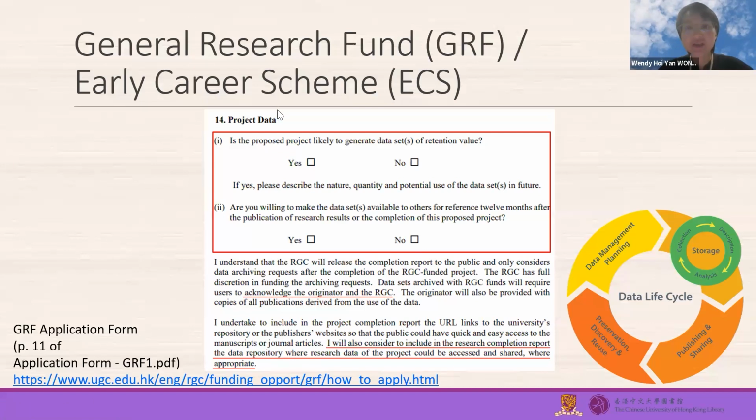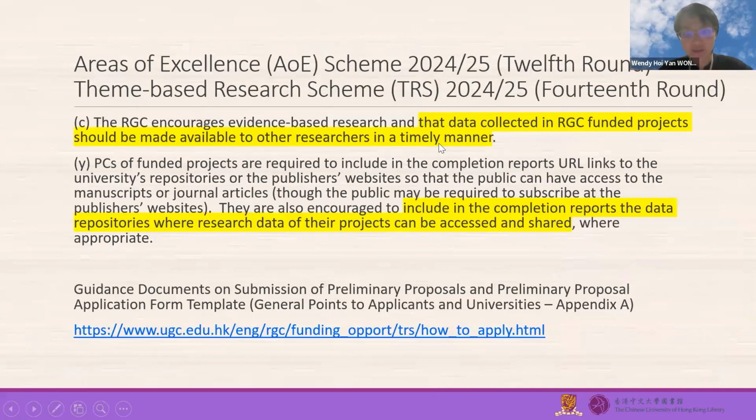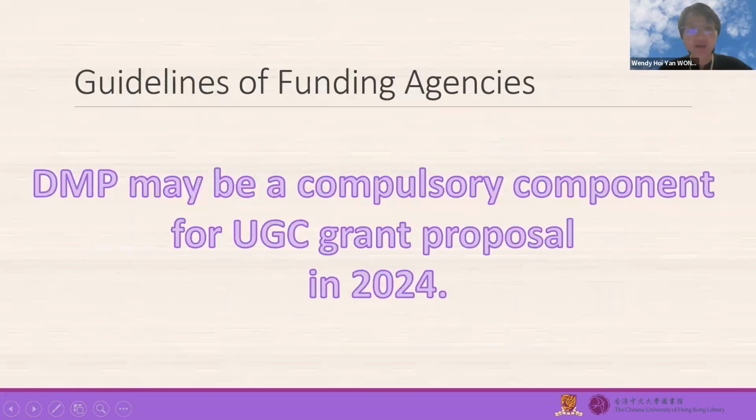And in the AOE and TRS scheme, it also asks you to share your data in a timely manner, as well as to state in the completion report where you deposit your data. So the DMP seems not yet a compulsory component, but it may become compulsory in the future, especially in the next year, because 2 years ago there was already a discussion on whether DMP should be compulsory for grant applications.